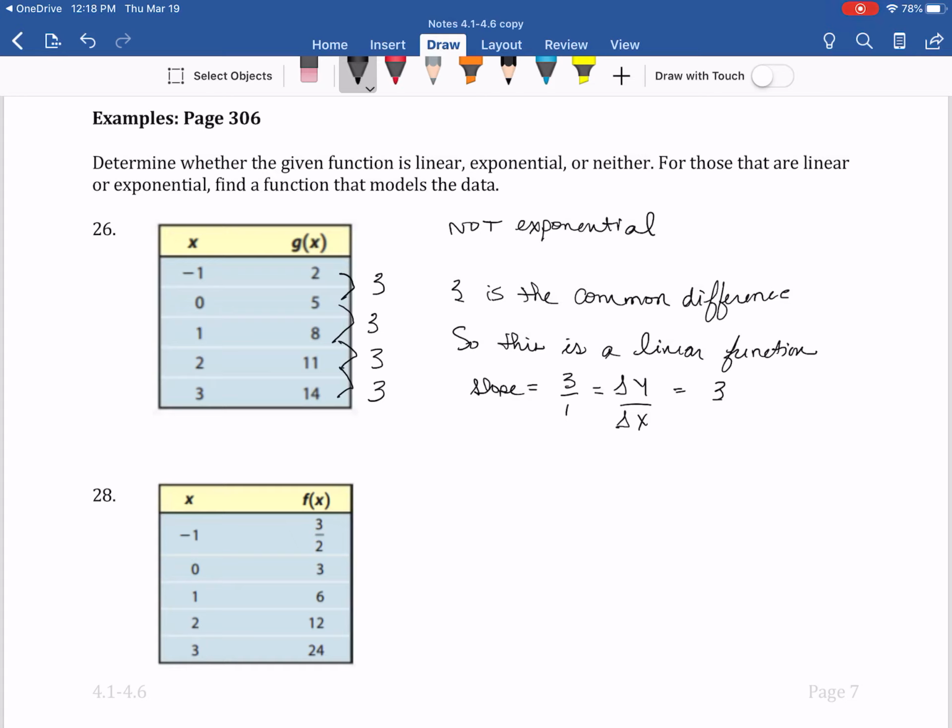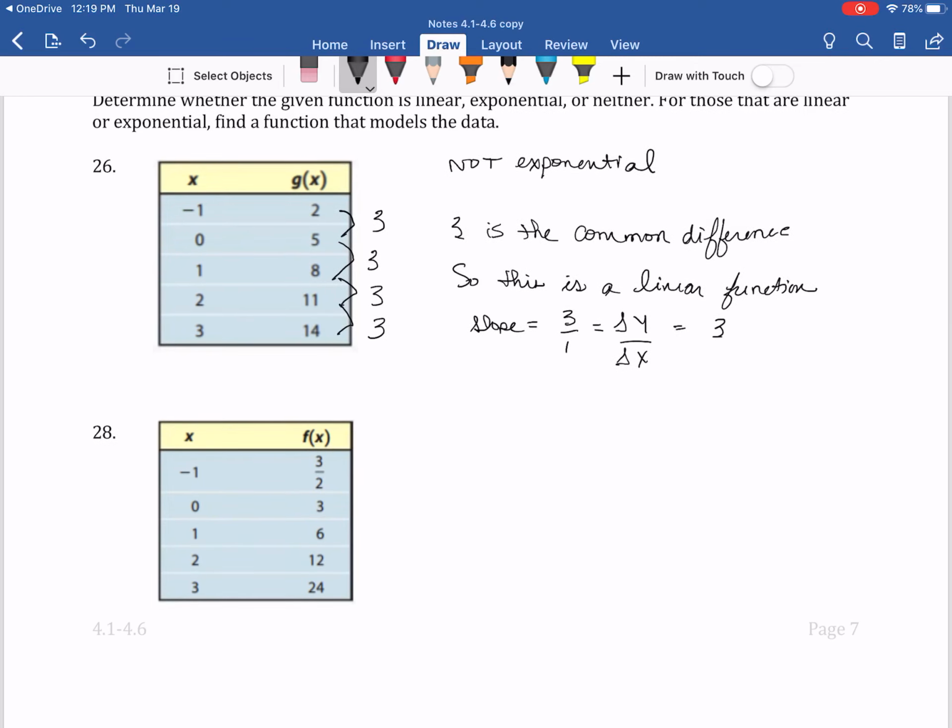In example 28, we're going to determine if this table represents an exponential function, a linear function, or possibly neither. So you want to look to see how the values of x are increasing as you go down. Same thing as example 26. These are going up by 1 each time. The output values, this time f of x, are not increasing by the same amount. That is, you're not adding the same amount to go from one value to the next. In the first example, we kept adding 3 each time. That's a common difference.